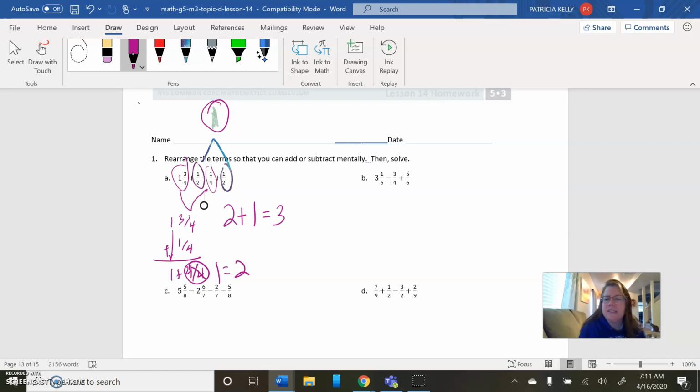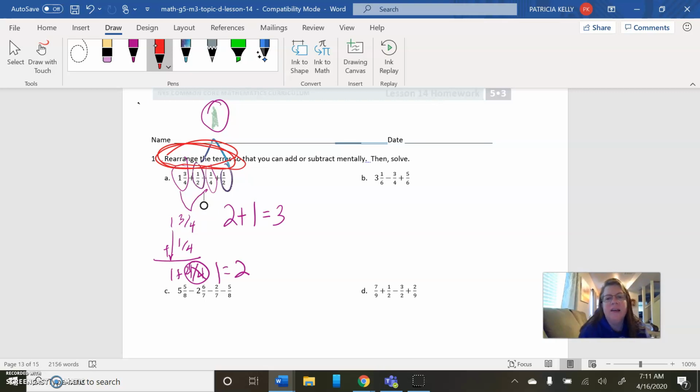Okay? Let's take a look at a subtraction problem that's like that. And it's very similar. So we have 3 1/6 minus 3/4 plus 5/6. Okay. So this is not asking us to do order of operations. We're not doing PEMDAS, okay? So normally with order of operations, if it's addition and subtraction, we do whatever is first in the equation, right? But it gave us different directions here. It told us to rearrange the terms first. So we have to do that first.